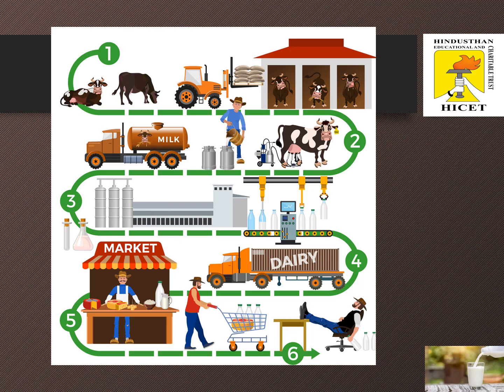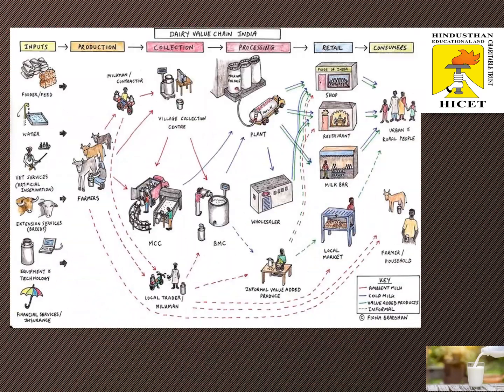And it is packaged in a proper manner, and it is stored once again in refrigerated condition. It is further processed and transported to the market and it reaches the consumer. So this is the flow chart of how the milk gets processed and reaches the consumer. And this is the dairy value chain that is present in India.